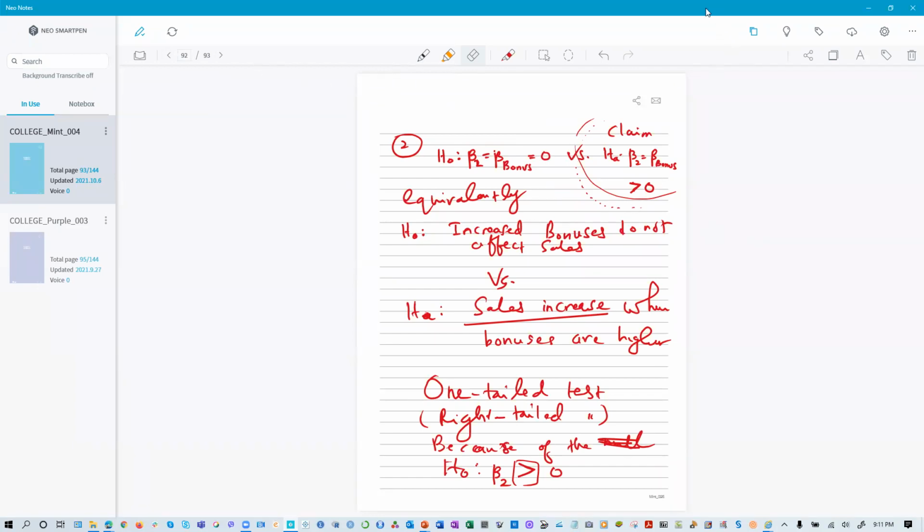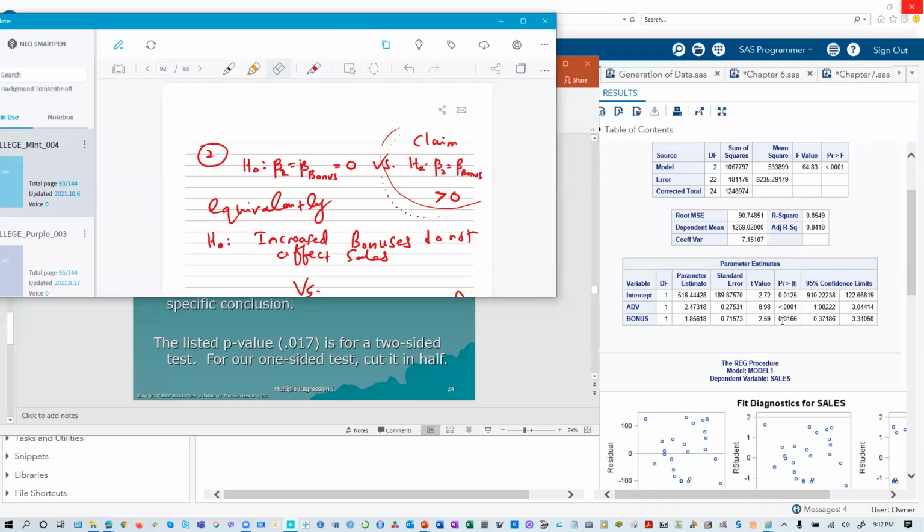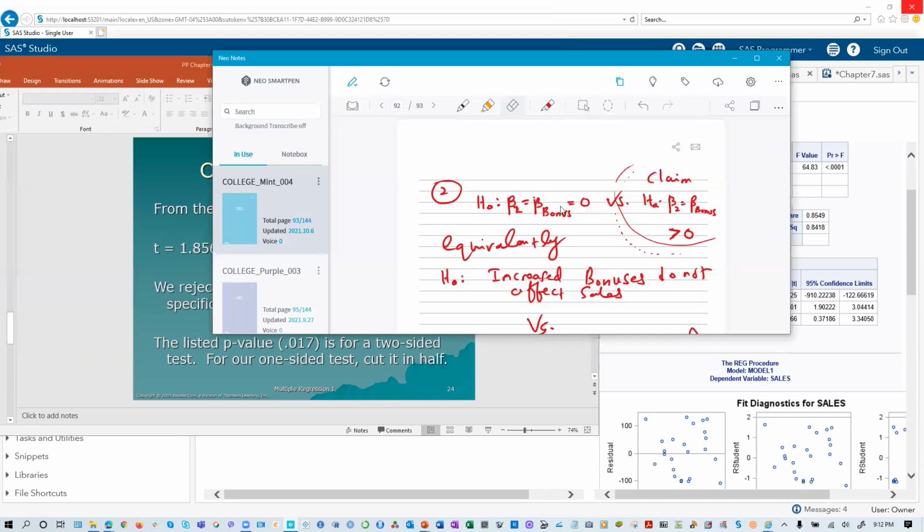Then how are you going to get the results and interpret? Since we are trying to do this using the p-value, this p-value is for the two-tail test. For one tail, get half of that and then compare. Then it's not 0.01, it's 0.008. So 0.008 is definitely less than alpha. You can reject H0 again. Reject H0 and you can accept the claim and say that the claim is true.